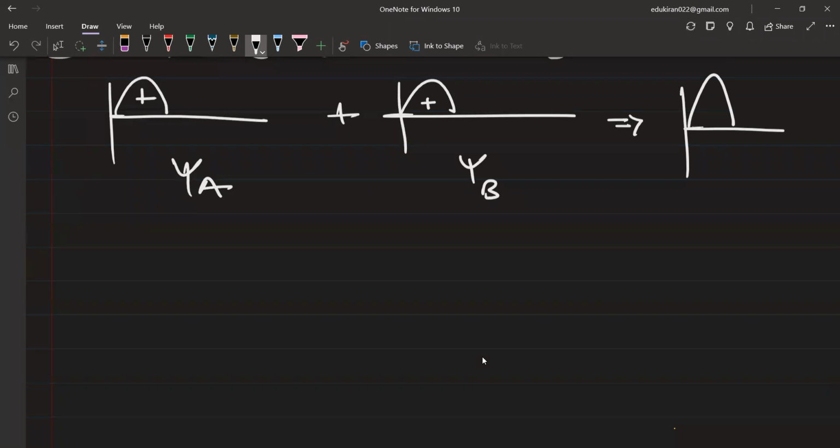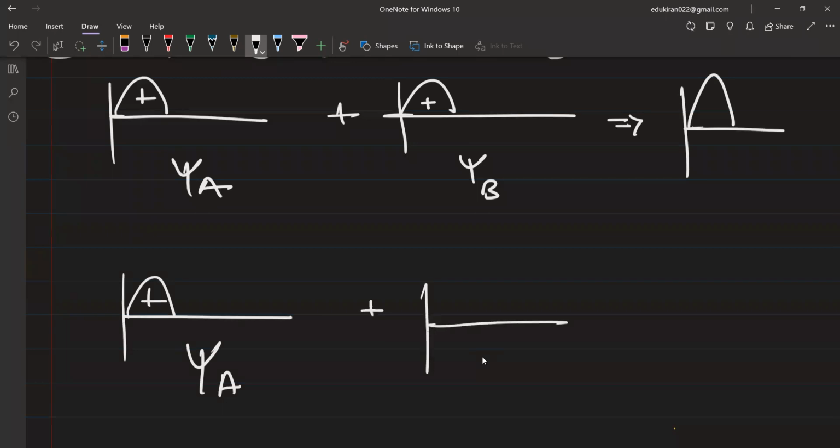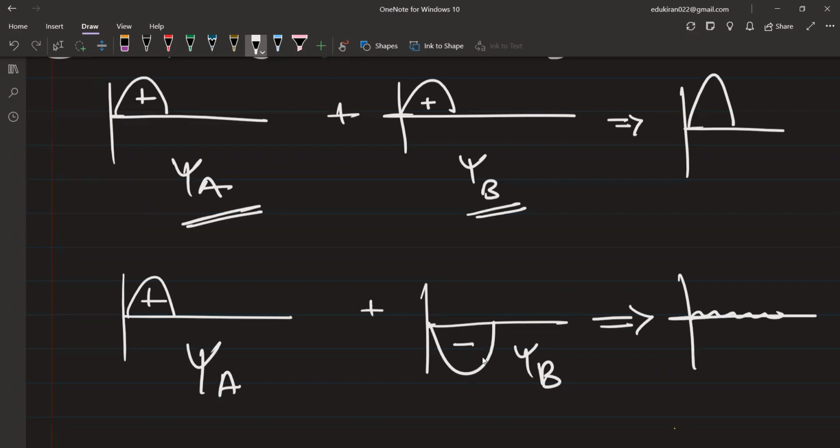Now, another case is when you have psi A with a positive phase, plus psi B with a negative phase. This is going to give me no wave function, right? Now, these are just the signs of the phases.